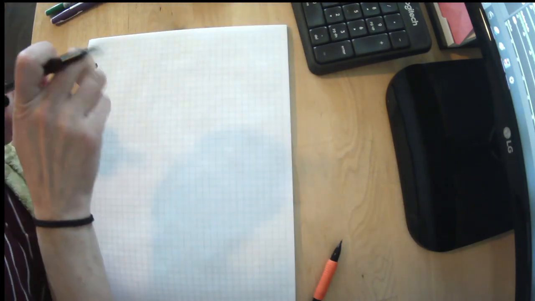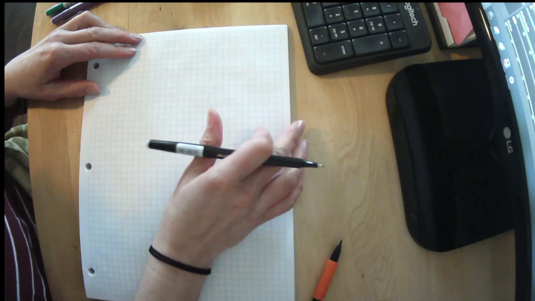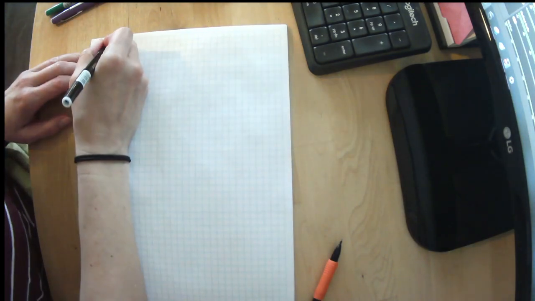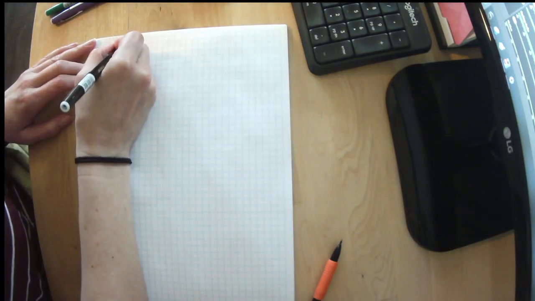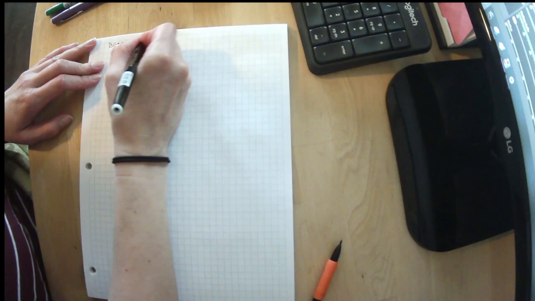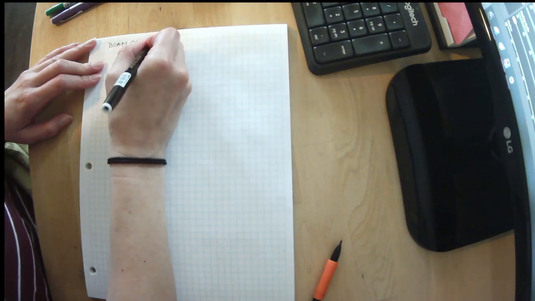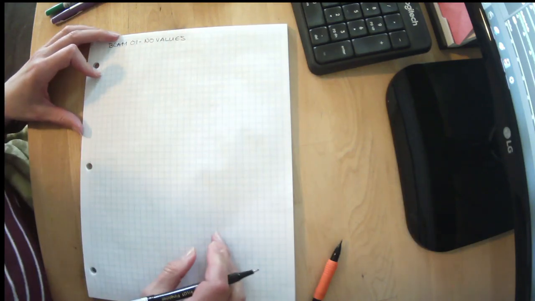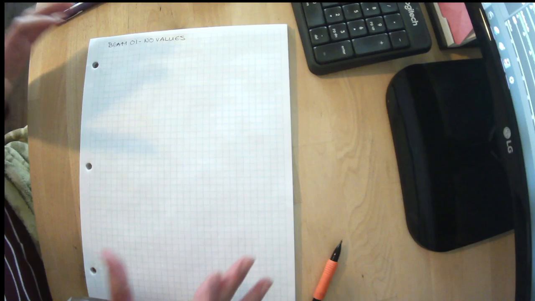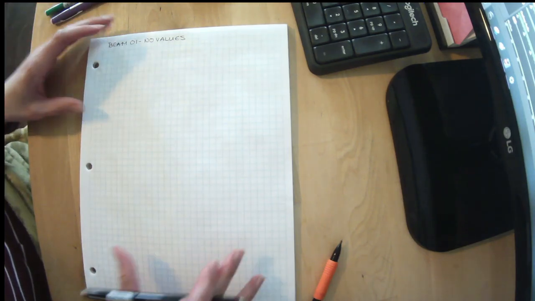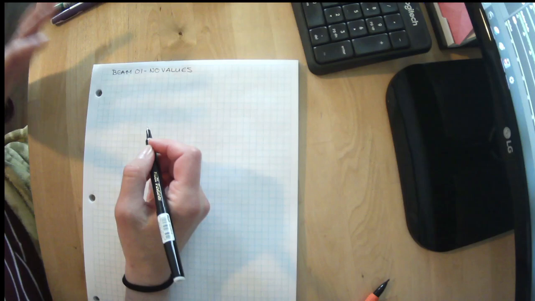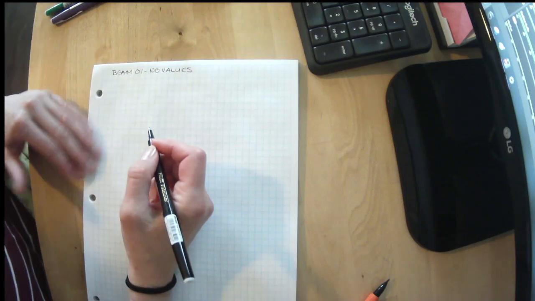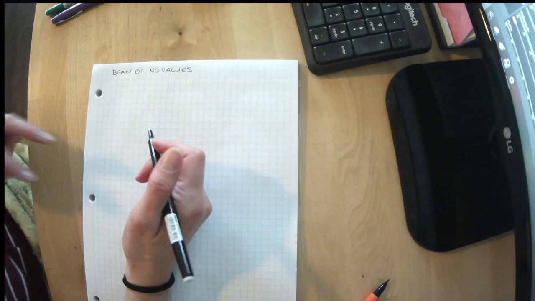All right, so let's start doing the same beam, but with no values. So beam 01, no values. And I know you're thinking, why are you going to make us do it with no values? Can't we just use values? Well, I'm going to show you why. It will be clear to you in the end why this is a very, very handy thing to do.